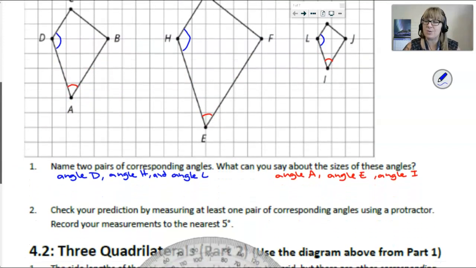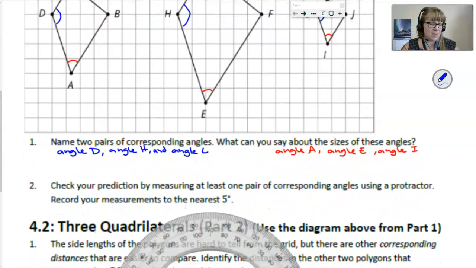And that gets us into the next question. It says check your prediction by measuring at least one pair of corresponding angles using a protractor. So I'm going to write down that prediction. It looks like the angles are the same.